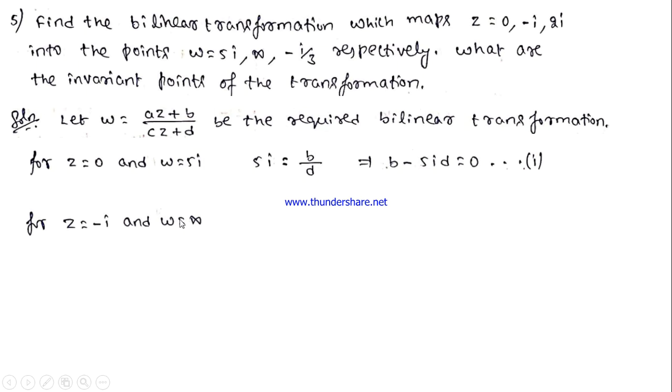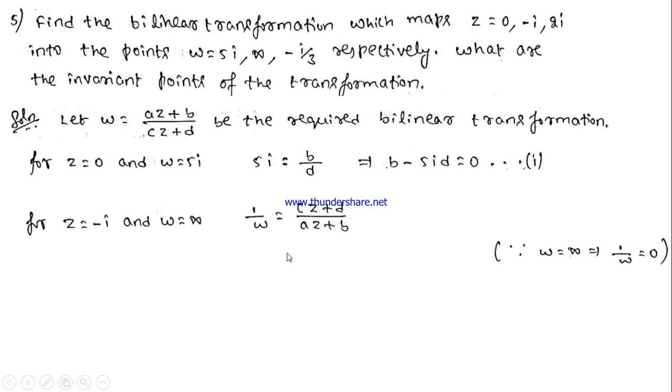That's why we know that if w equal to infinity, and infinity value is what? 1 by 0. So which means 1 by w becomes 0. So instead of considering w now, I will just take the reciprocal of this. That is 1 by w equal to cz plus d divided by az plus b. Now you substitute the value of z and w.